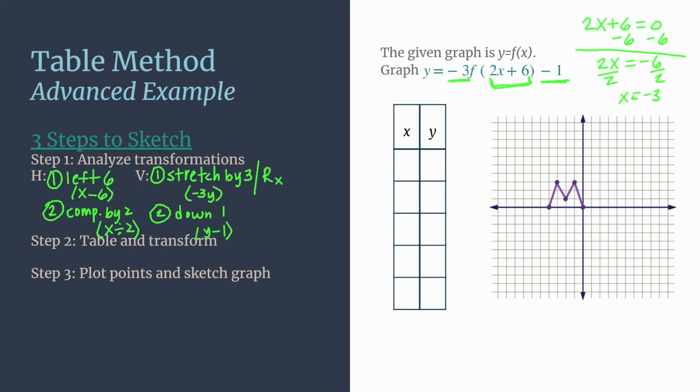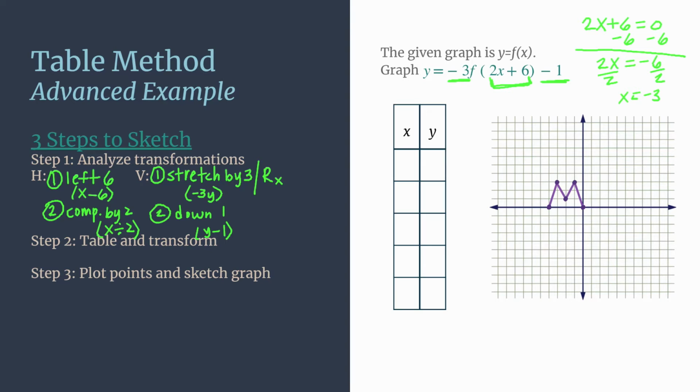And hopefully you're already looking at this thinking, okay, well, this M is reflecting vertically or flipping vertically, so it should end up looking more like a W shape when we get our finished graph. So just some nice things to have in your mind, some analysis. All right, we're ready to move on to step 2. Let's make our table and transform.